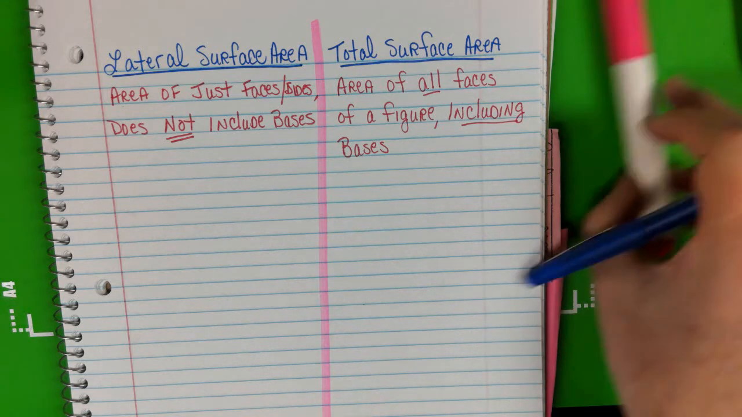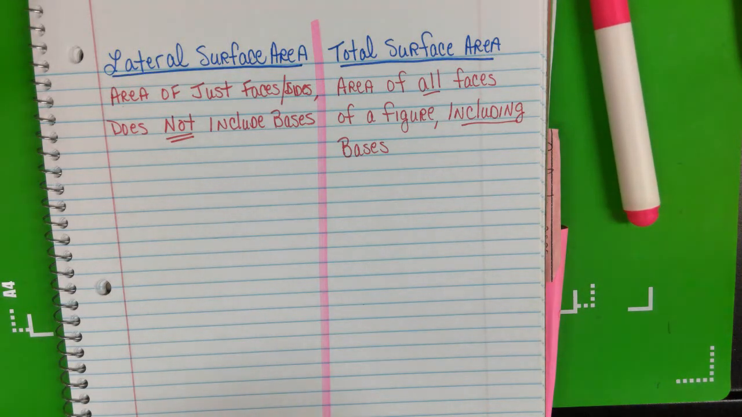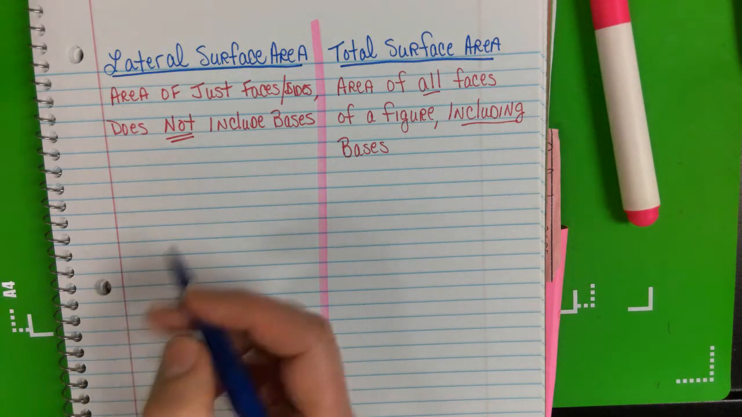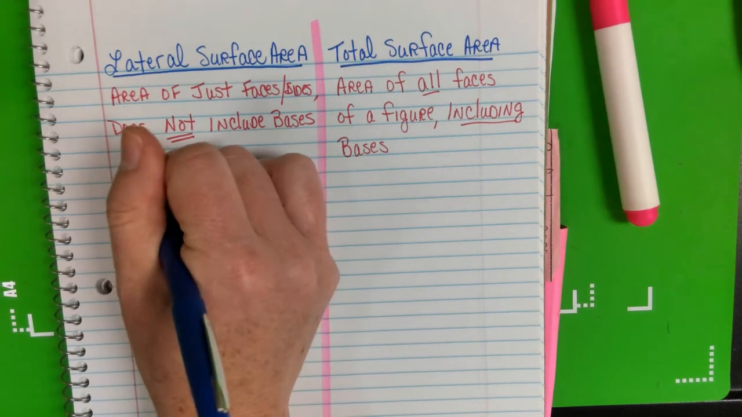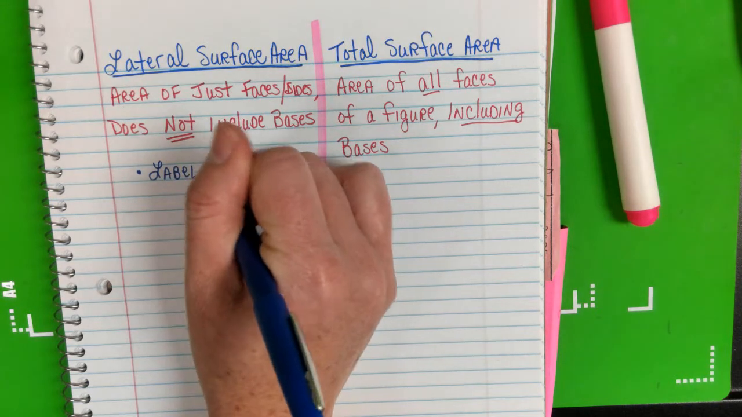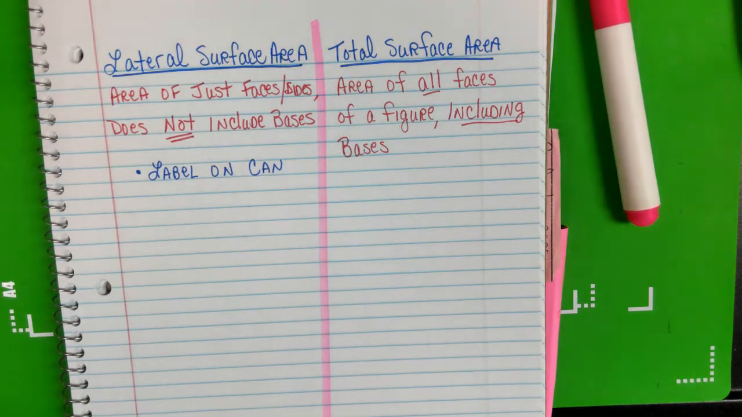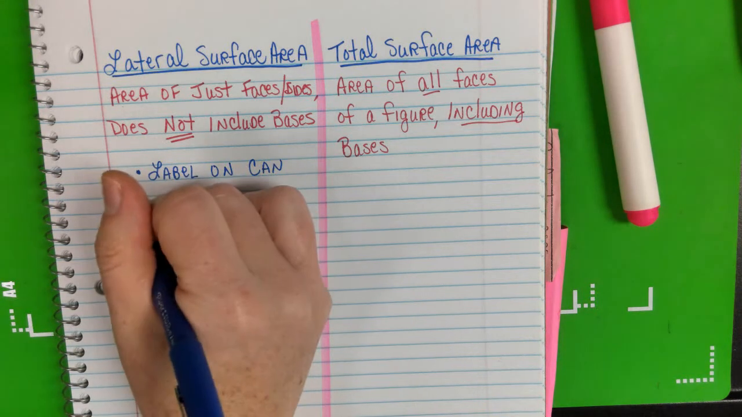And so what I want to do is list some examples of what you might see, and you're going to practice today identifying if it's talking about lateral or total surface area. So for lateral surface area, one thing we would talk about is the label on a can, kind of like my sanitizer bottle. It's just the label around the center. It does not include the top and the bottom.